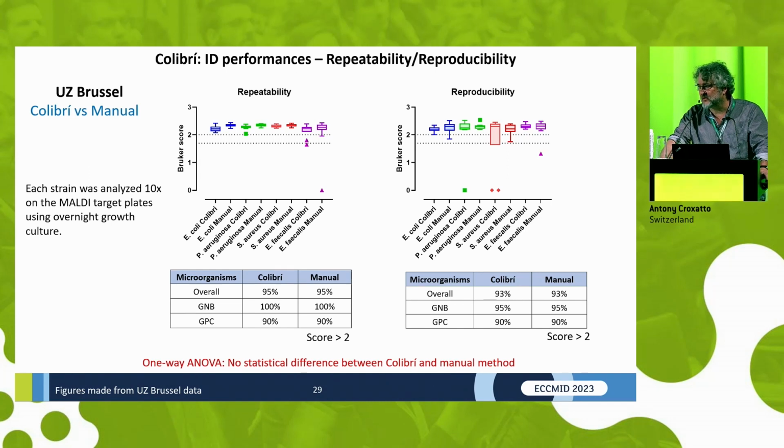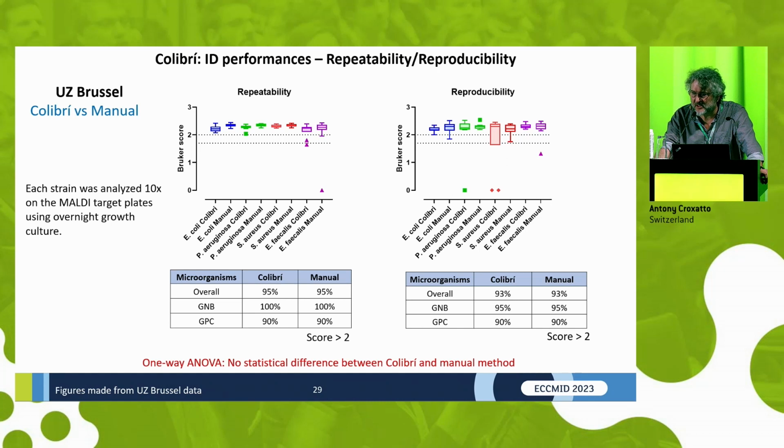What is interesting with robotization is, of course, what we call standardization and accuracy. So we can look at repeatability and reproducibility. And I thank the lab UZ Brussels who provided me with detailed information about what they did. And you can see that both for repeatability and reproducibility, the results are pretty similar between the Colibri and manual preparation. And for the rate of identification scores above 2, the results are very similar.